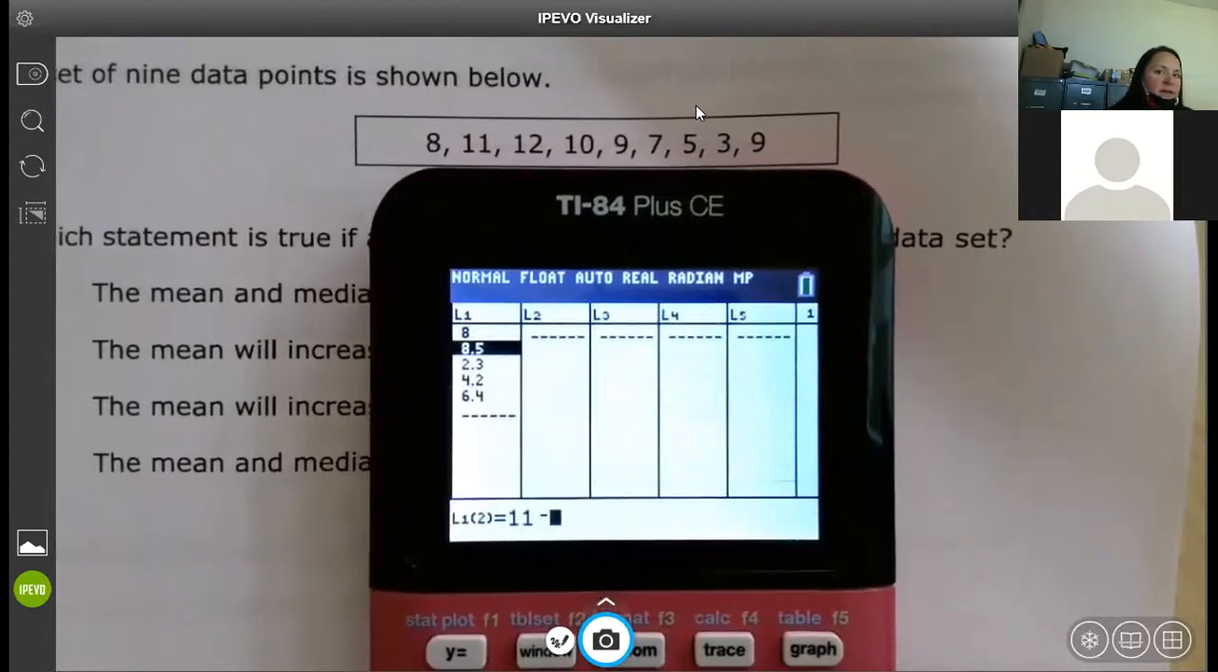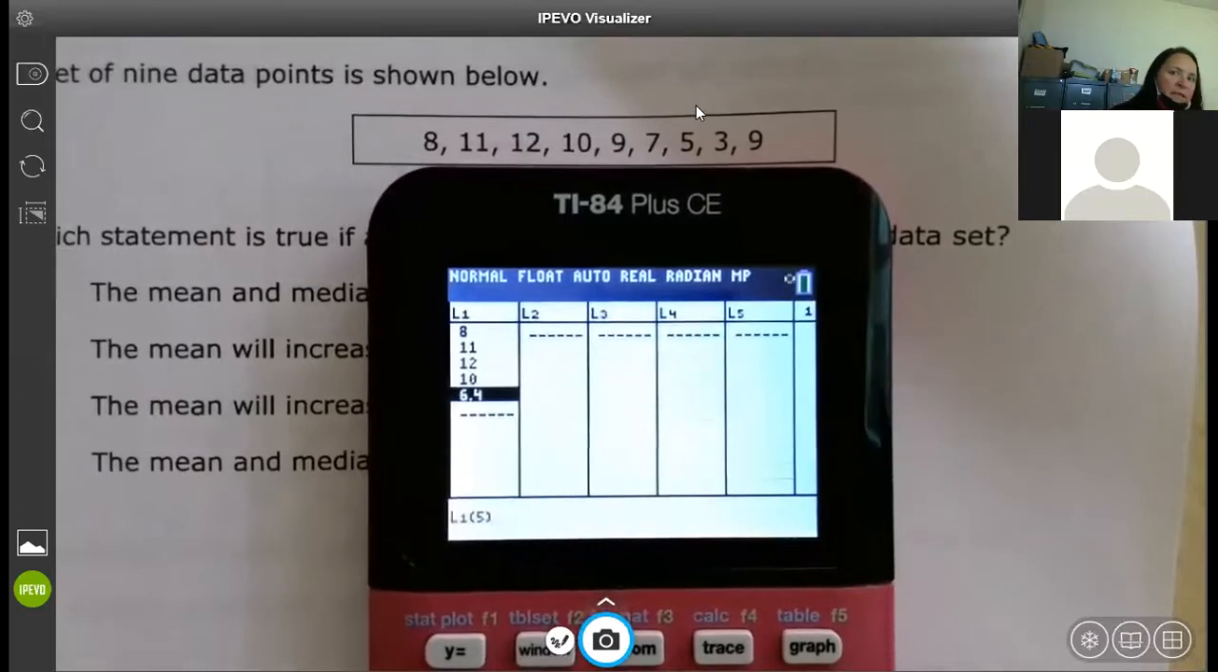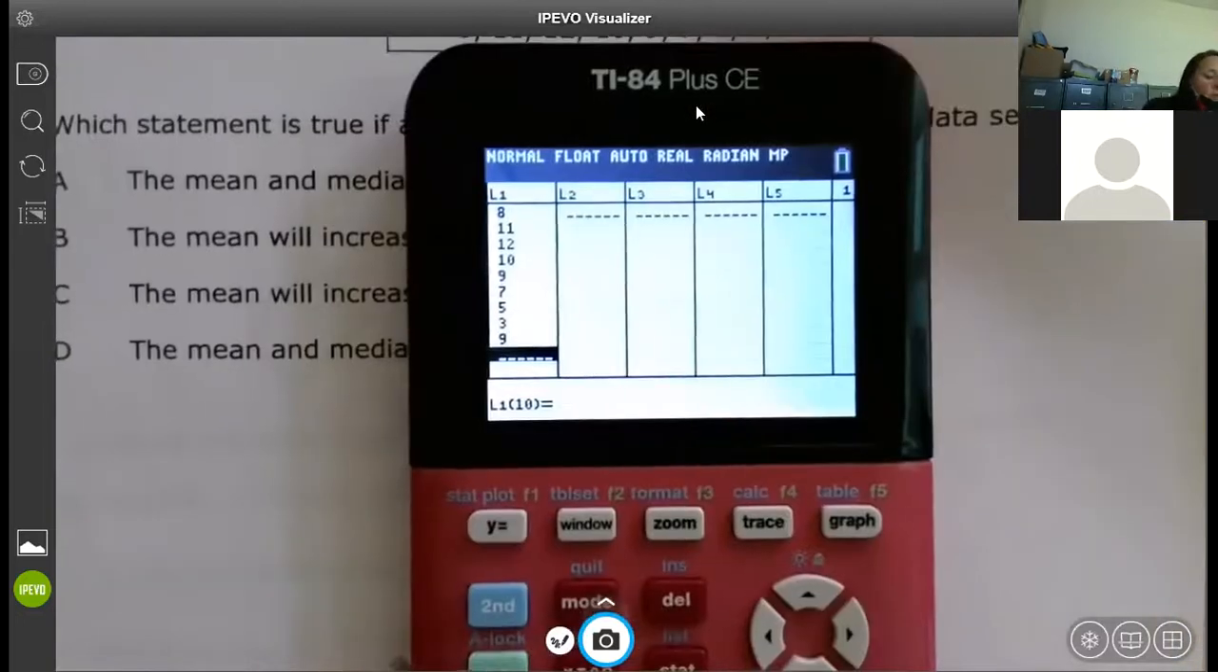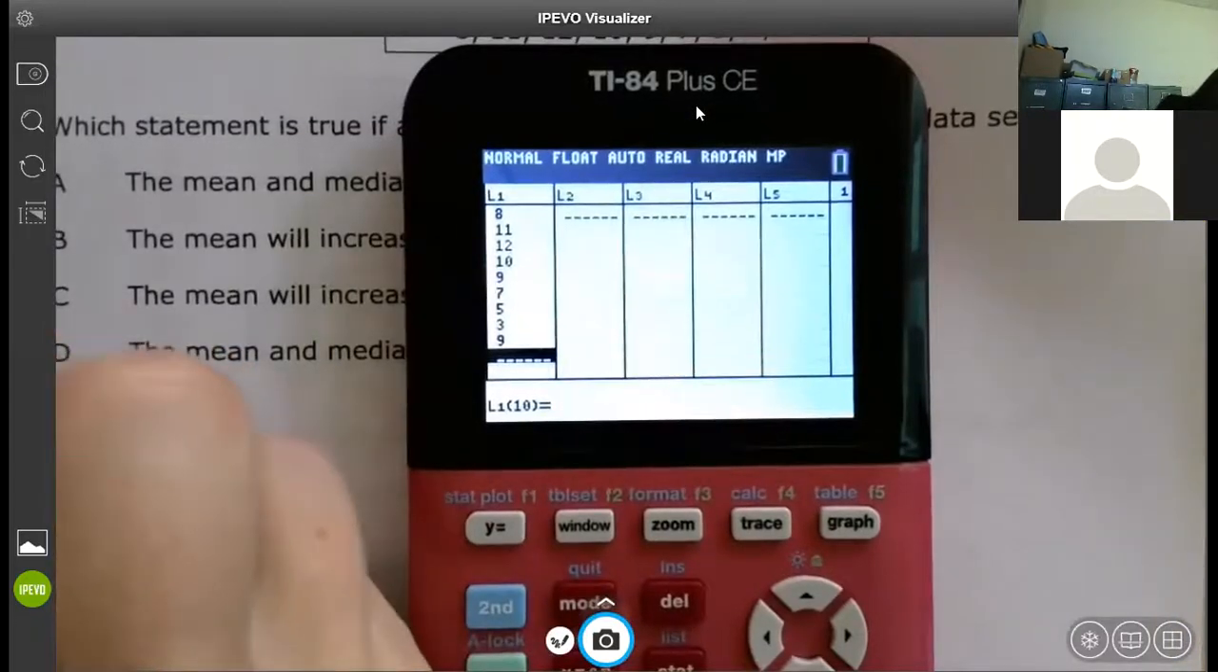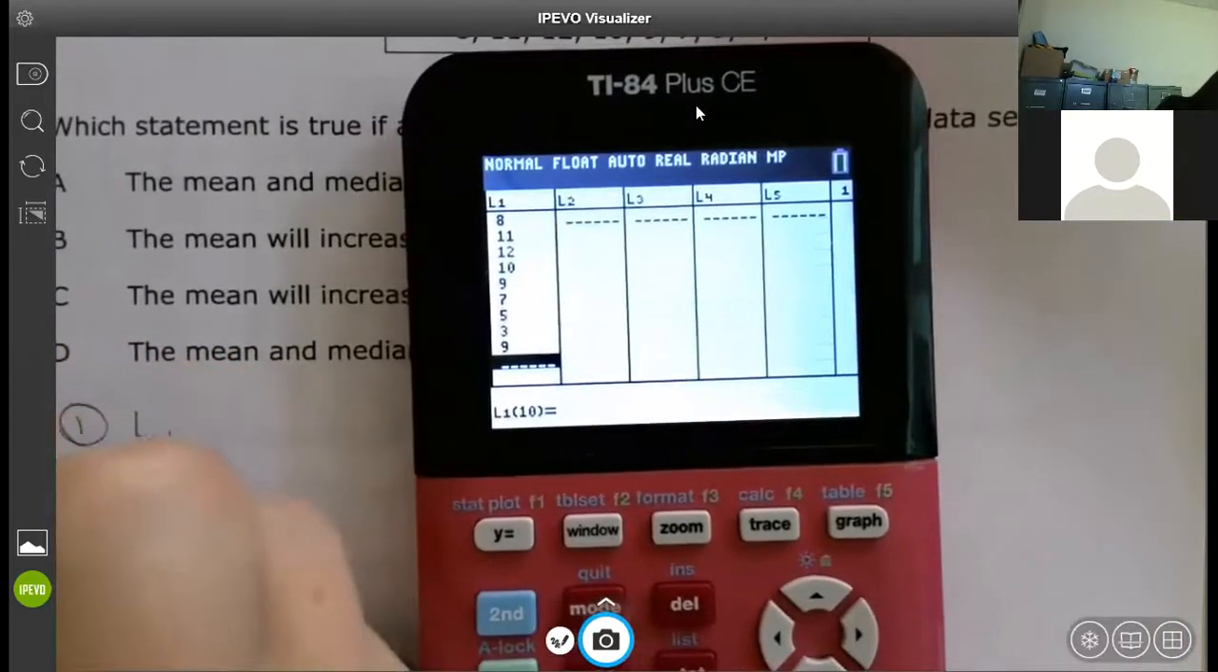8, 11, 12, 10, 9, 7, 5, 3, 9. And it said what happens when I put that data point in. So I need to know what happens before. So to find your mean, median, and mode, you put it into L1.